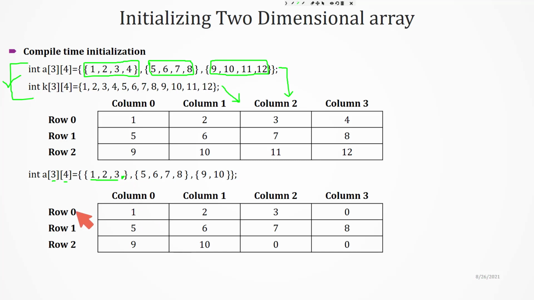So in row 0, the first 3 elements will be 1, 2, and 3. But in row 0, we can have one more column, but the value is not specified here, so the value will be 0. Then in the second row, we have 5, 6, 7, 8. So the entire row will contain 5, 6, 7, and 8. Then 9 and 10: in the third row, I can store 4 elements, but I have specified only 2 elements. So those 2 elements will be stored. The remaining will be filled with zeros.